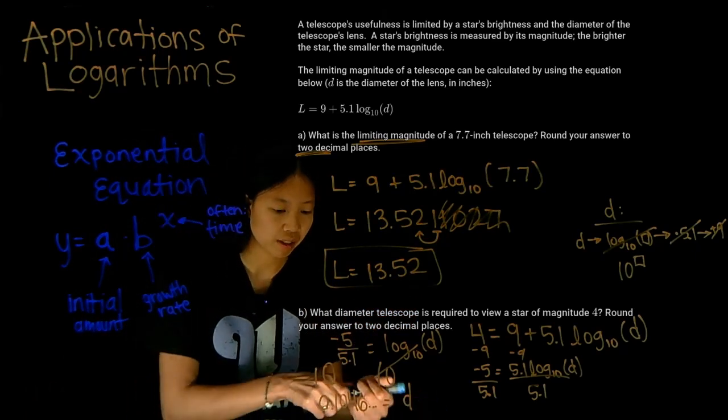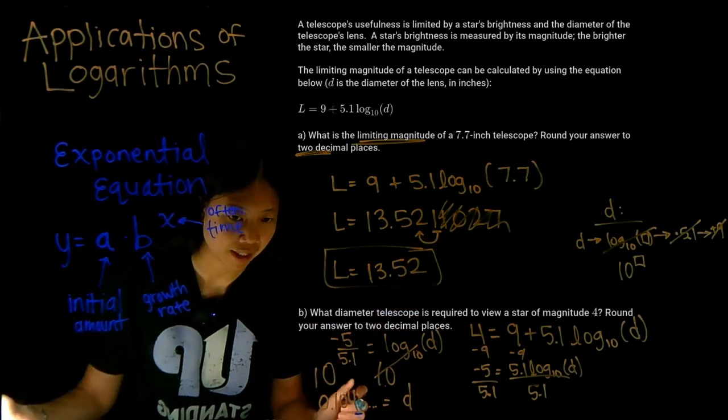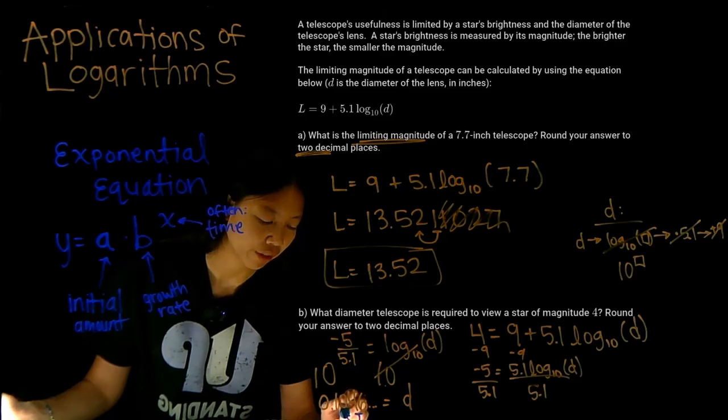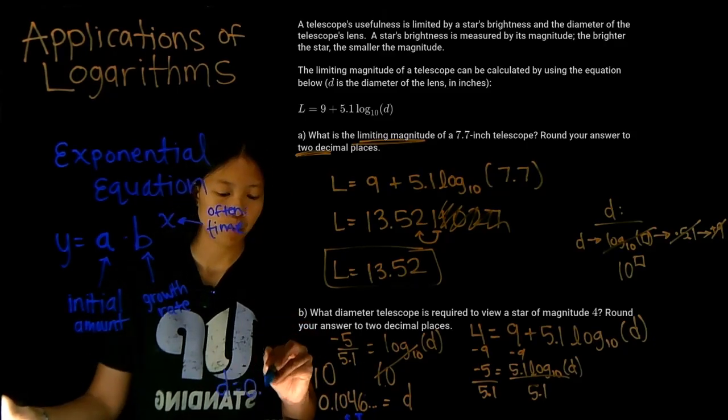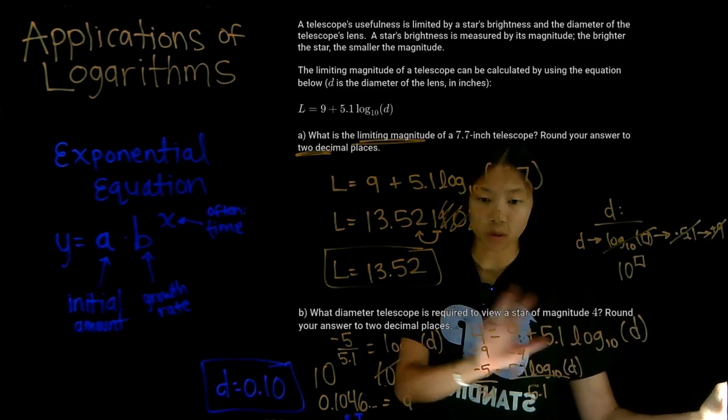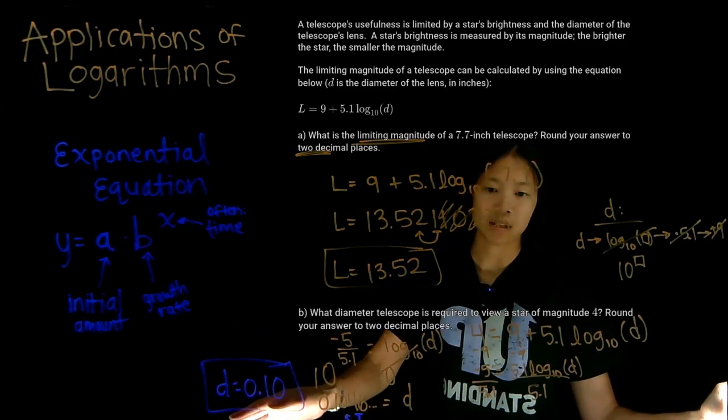So to 2 decimal places, I'm going to look at my third decimal place, and I see that that's a 4, which isn't high enough to round it up, so I'm going to say that D equals 0.10. If I have a star magnitude of 4, that means I need to have a 0.10 diameter telescope.